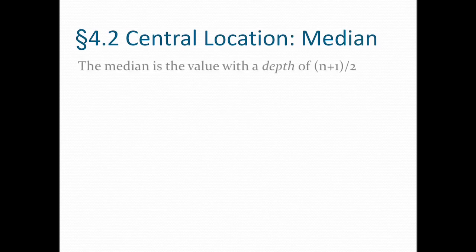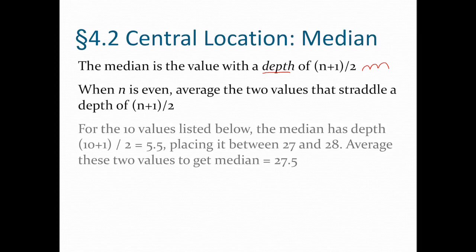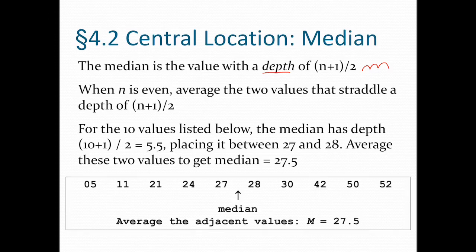So next we're going to go to the median, and the median is the value with a depth of n plus 1 over 2. Remember, this is the depth, so it tells you how many spaces in a data set where the median is located. It doesn't tell you what the actual median is. So when n is even, the average of the two values that straddle the depth of n plus 1 over 2, right? We kind of talked about this a little bit in the last chapter. So if we have 10 values listed below and the median has a depth of 10 plus 1 divided by 2, we get 5.5, placing it between 27 and 28. Average these two values, we get a median of 27.5.